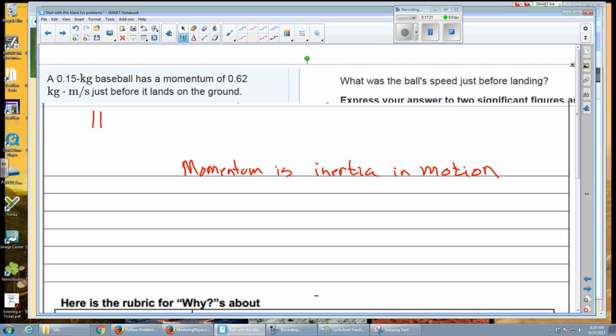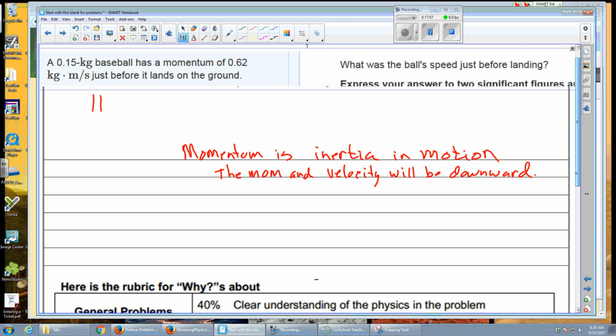I'm going to say something like, because I've got to tie this back to that somehow, how about the momentum and velocity will be downward? All right, that's about all I can say about it.